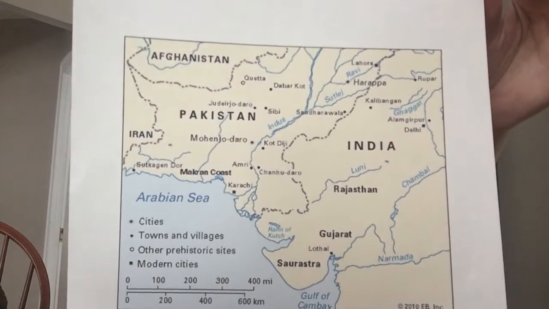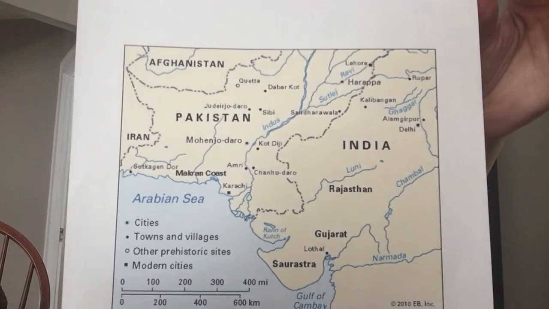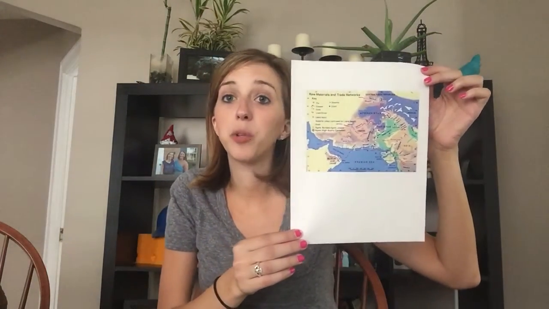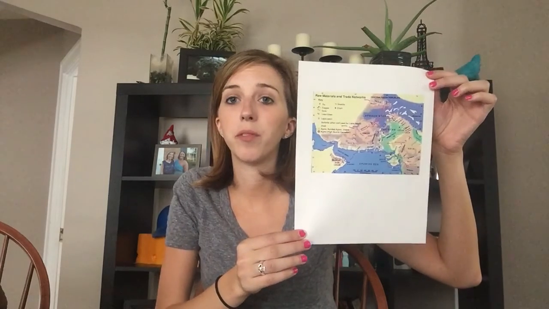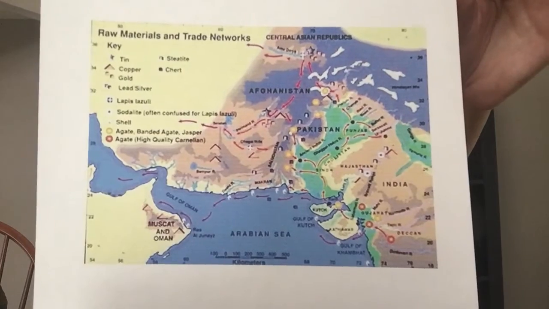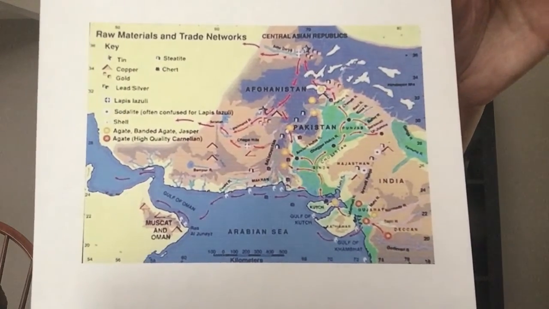The second map I have shows both ancient cities and modern-day cities. This allows you to make comparisons between where this civilization was located in relation to what cities we know to be there today. The third map I have shows trade routes for the people of the Indus River Valley Civilization. They traded with people in Afghanistan, Persia, northern India, and Mesopotamia.